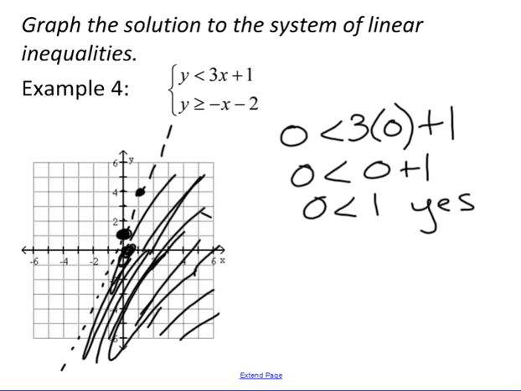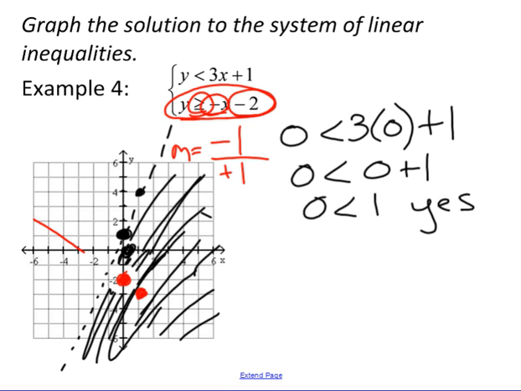All right, now let's take a look at our second inequality. So we're going to put a point at -2 on the y-axis, which I don't know if you can see, but it's right here. Okay, and the slope is -1, or -1 over +1. So from this point right here, we're going to go down 1 to the right 1, which puts me here. And this is greater than or equal to, which means draw a solid line.